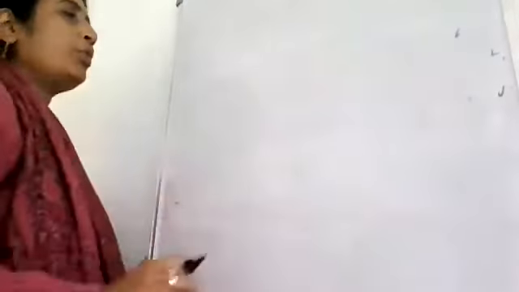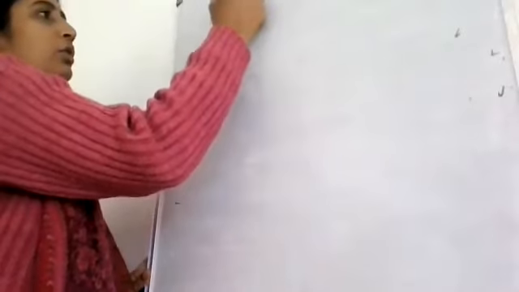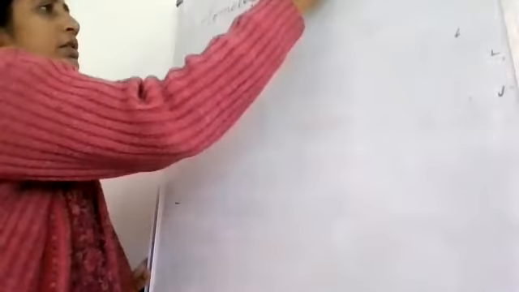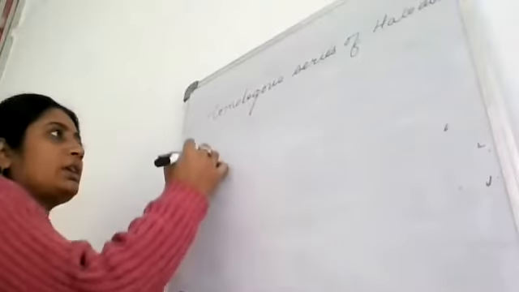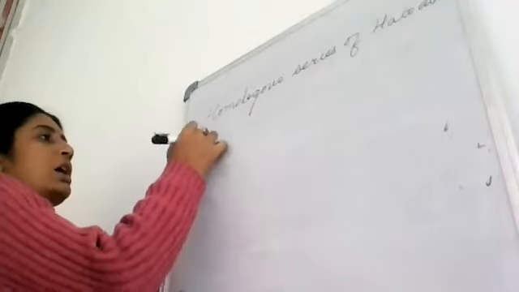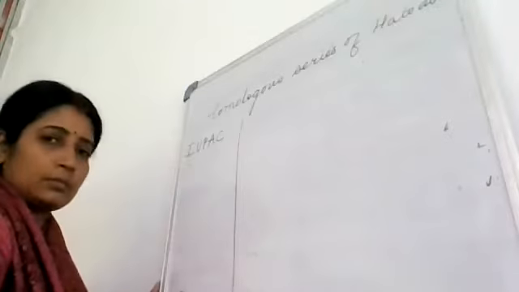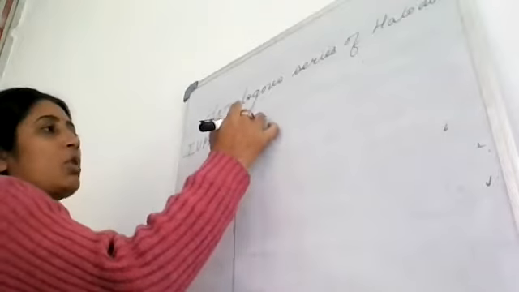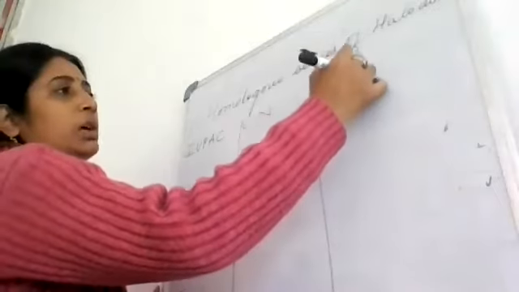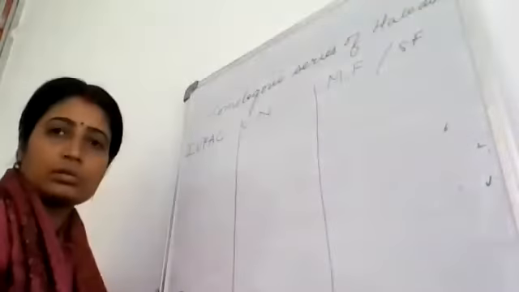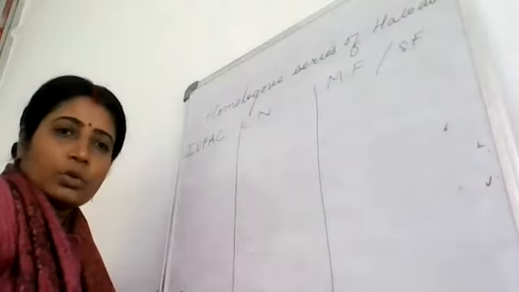Now we'll talk about the homologous series of haloalkane. Is the note being cut? Okay, homologous series of haloalkane. So first of all, we write down the IUPAC name, then the common name, and then the molecular formula and the structural formula. Both we'll write here.